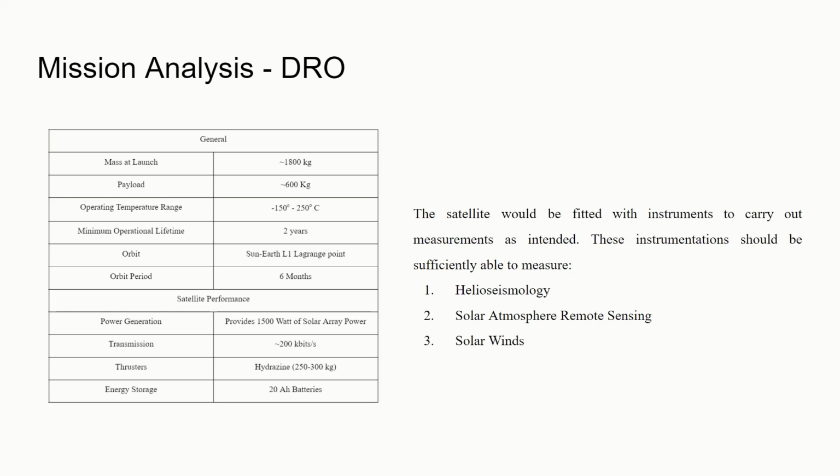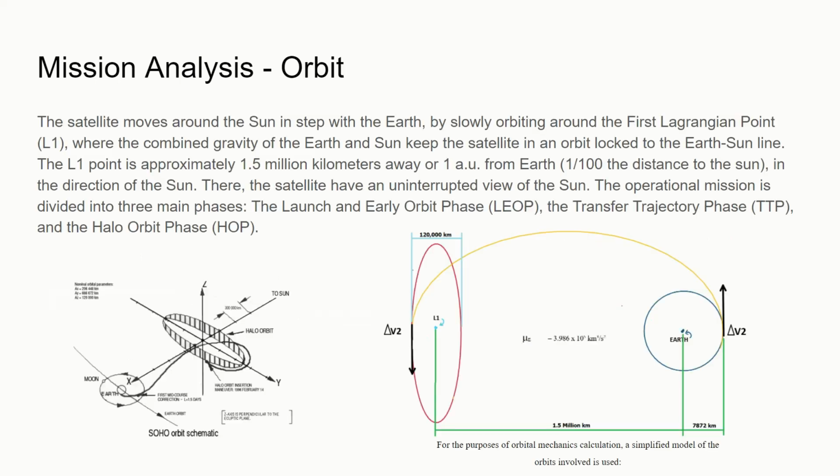For the DRO, it is listed on the left side of the table. The satellite would be fitted with instruments to carry out measurements as intended. These instruments should be sufficiently able to measure helioseismology, solar atmosphere remote sensing, and also solar winds.